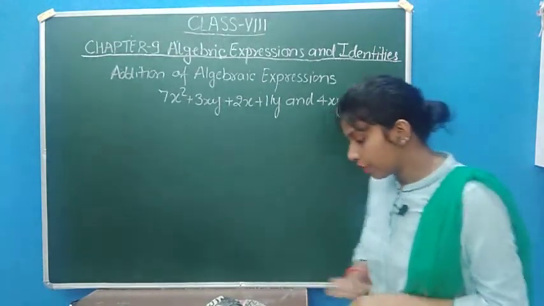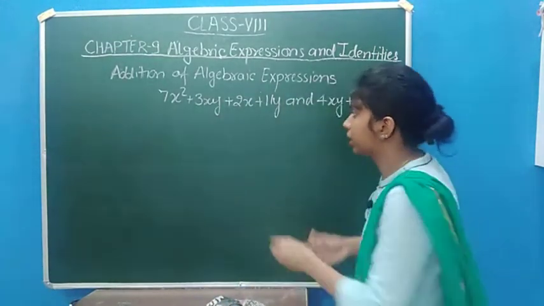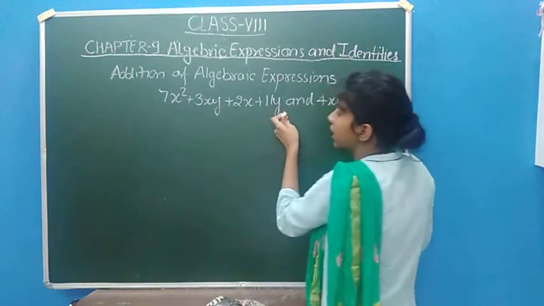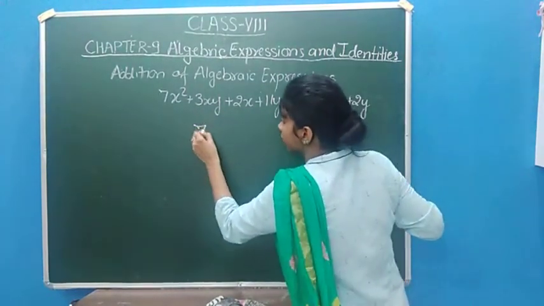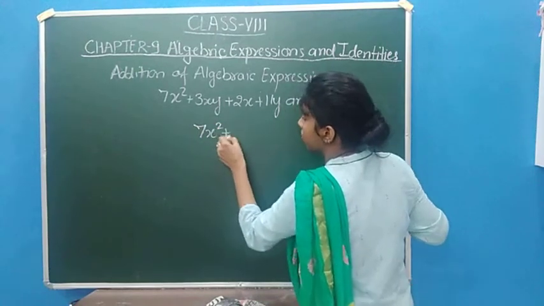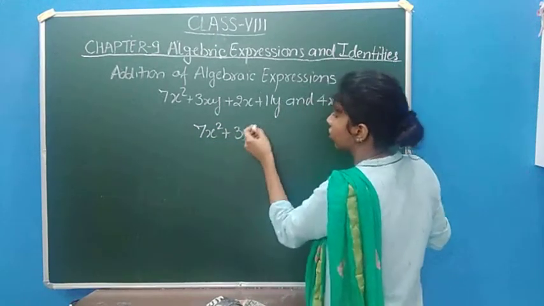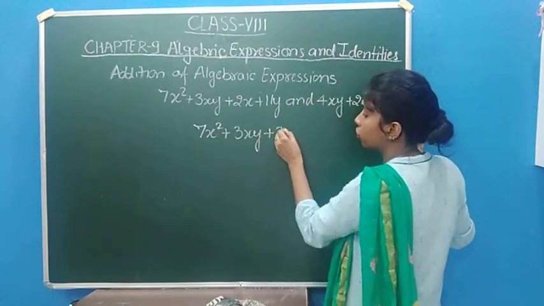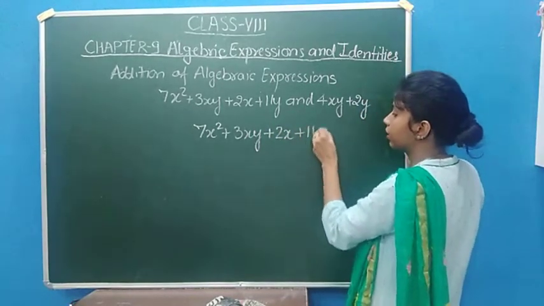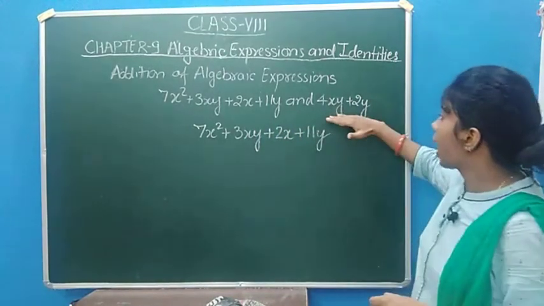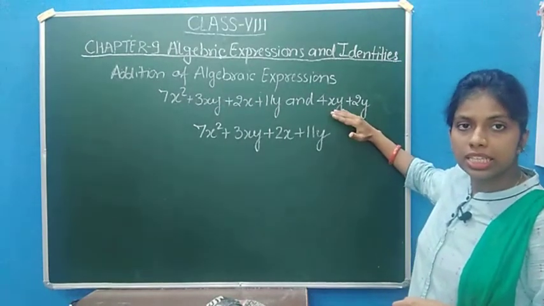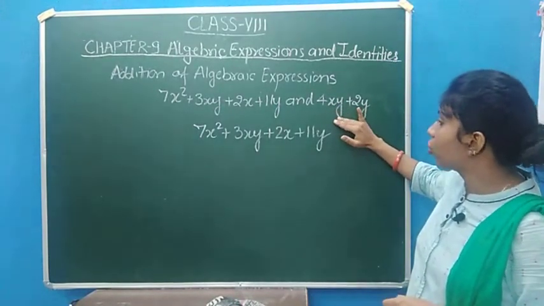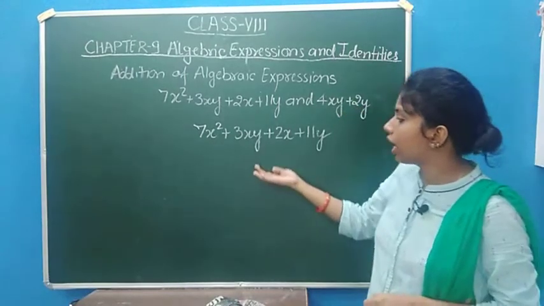So first we have to write the first algebraic expression as it is given. So it is 7x square plus 3xy plus 2x plus 11y. Okay, now we have to arrange this algebraic expression in such a way that the like terms are right below the other like terms.